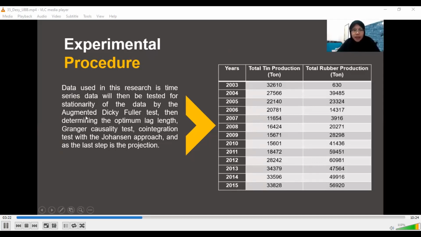we do the stationarity test by the ADF test, or augmented Dickey-Fuller test. Then we determine the optimal lag length, the Granger causality test, the co-integration test with the Johansen approach, and the last step is that we do the projection.